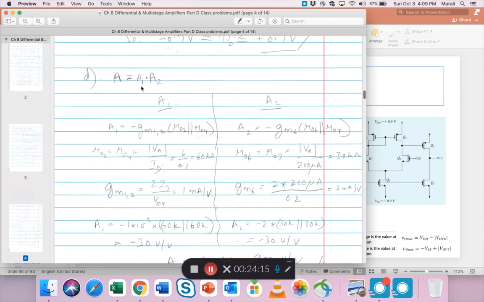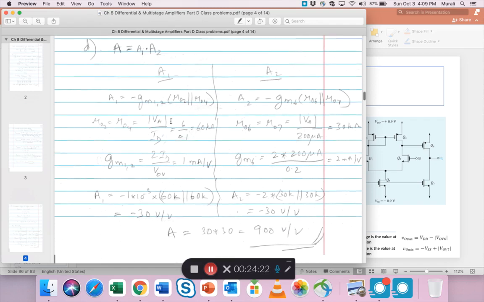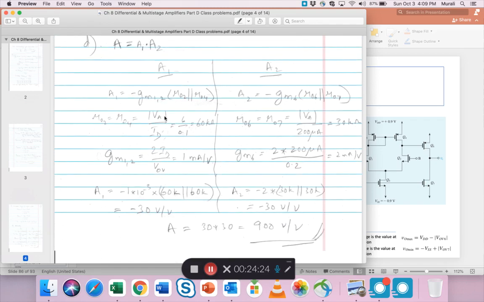Now, A is equal to A1 into A2, which is the gain. So first we can find A1, then we can find A2. A1 is a pretty simple formula, A2 is the same kind of formula. So you need RO2, RO4, and you need gm, which I've shown you how to calculate. The A1 comes out to be minus 30, A2 comes out to be minus 30. So the total overall gain is the product, which is 900.